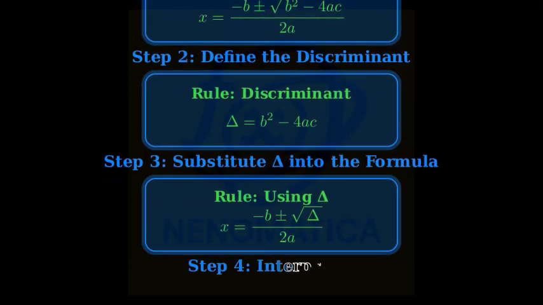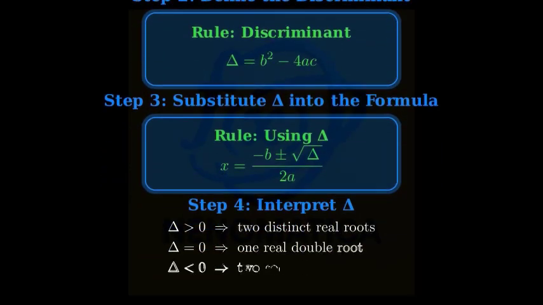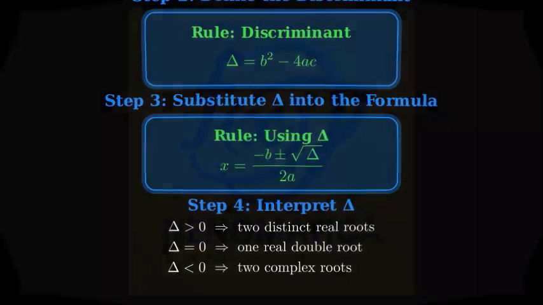If delta is greater than 0, there are two distinct real roots. If delta equals 0, there is one repeated real root. If delta is less than 0, there are two complex conjugate roots.